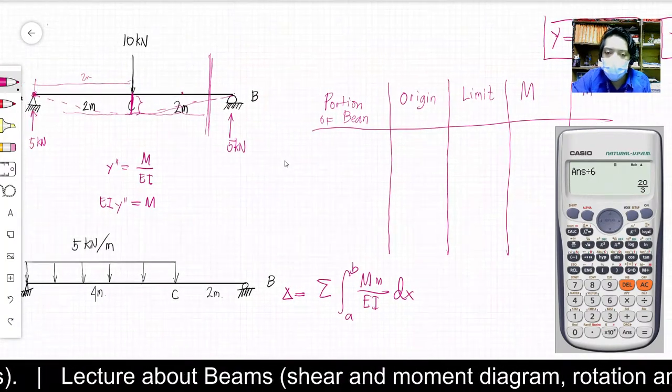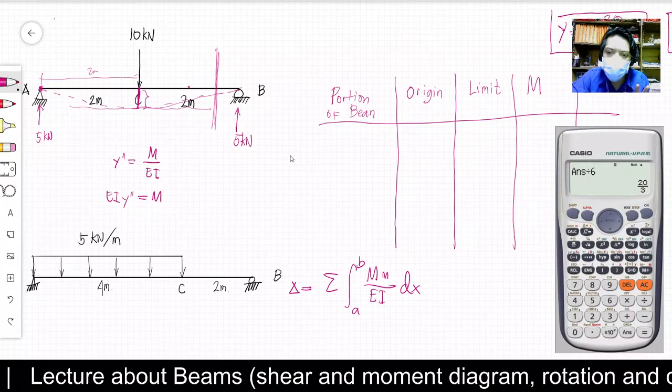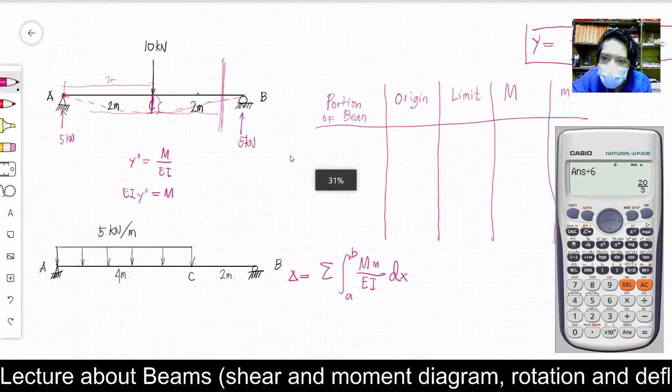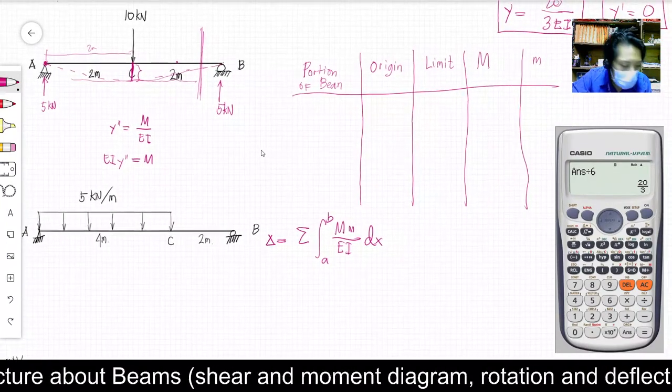Okay, to demonstrate, let us try to solve. Medyo malikot ako in discussion because guti ay its screen.